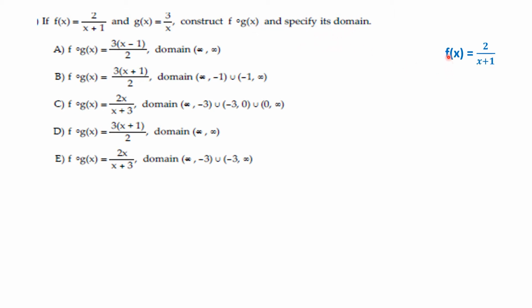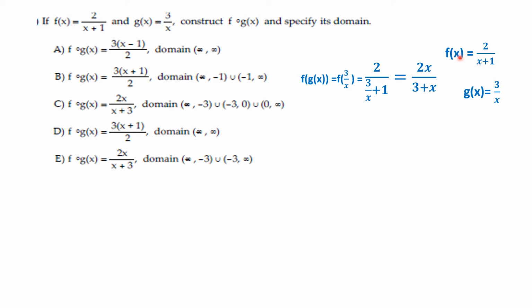Given f of x equals 2 over x plus 1 and g of x equals 3 over x, we can compose the function f, which will have as its argument the function g of x. So f of g of x equals f of 3 over x. F of 3 over x is nothing but we replace x here and x here by 3 over x.